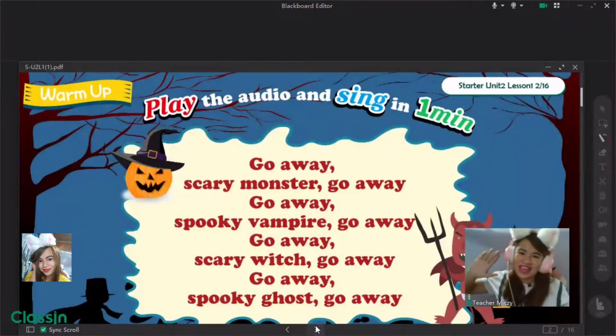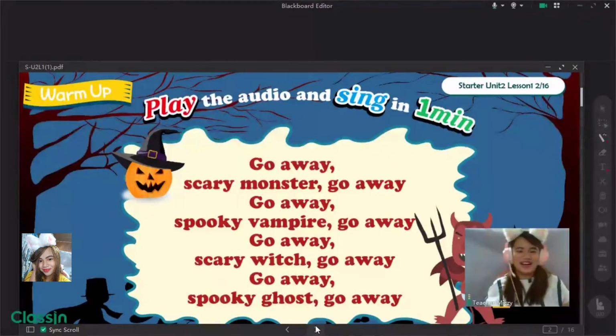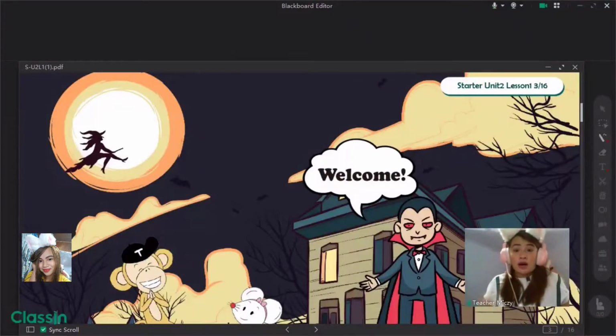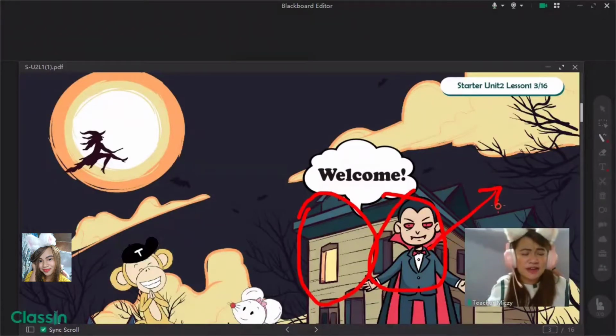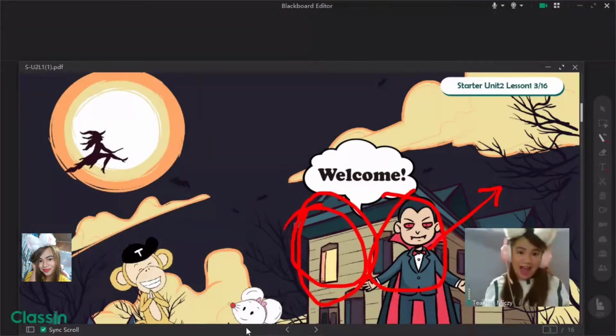Okay, give me 5 for that, Obi. Yay, and a fist bump. Great. Now let's go on. Let's look at the picture. What can you see? Very good. We can see here a vampire. And today, we are going to learn about the vampire's house. Are you ready, Obi? Great. Now let's go inside the vampire's house.